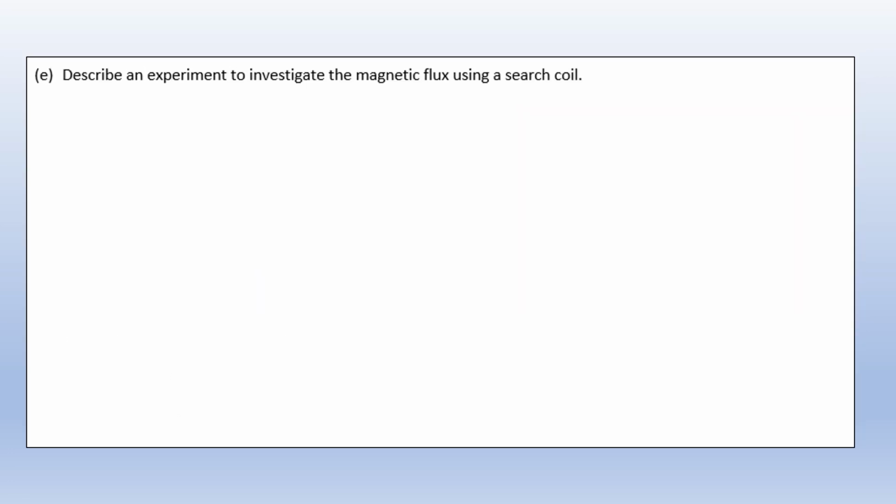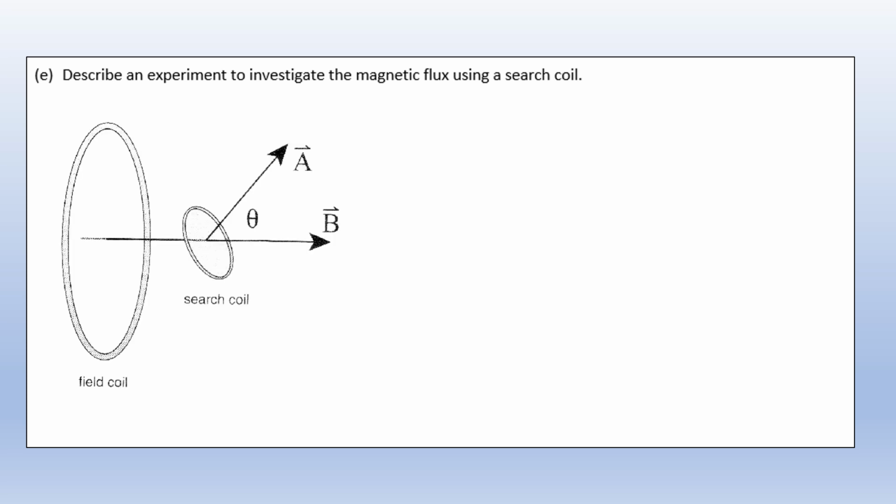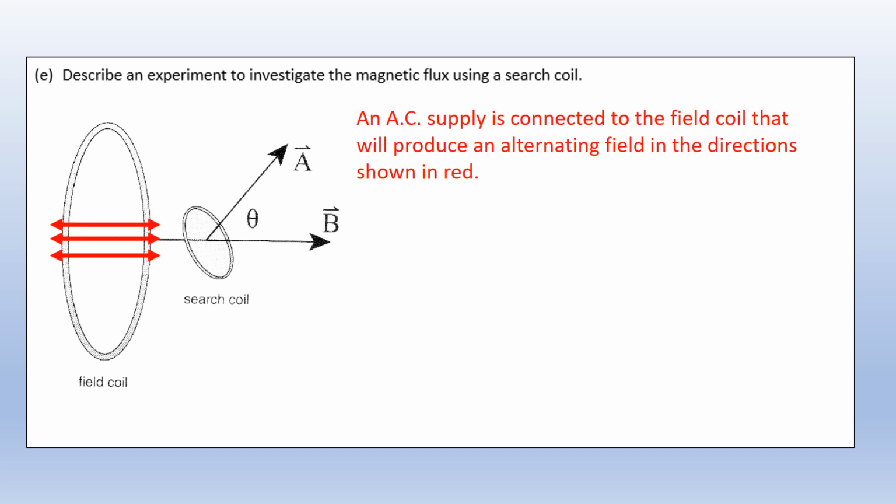So we can actually investigate the amount of magnetic flux using something called a search coil. We've got a big loop that you can see there, that's our field coil, so the object creating the magnetic field. And we've got a search coil that's essentially the area we're using to detect the magnetic flux. What we're going to do is change the angle between the search coil and the field coil.